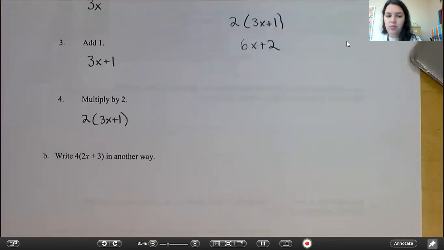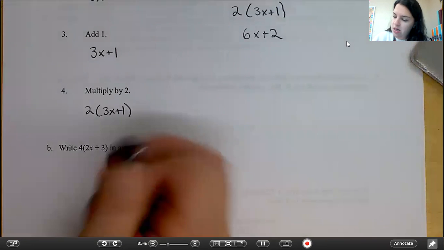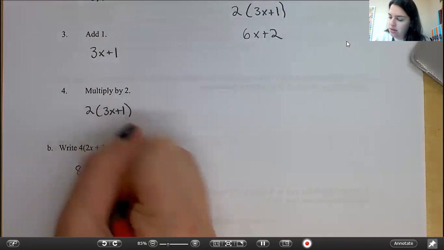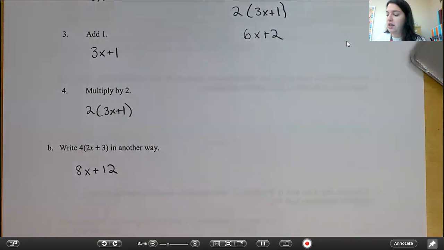Okay, part B says write 4 times the quantity of 2x plus 3 in another way. Go ahead and try it. If you're back with me, you've tried part B. 4 groups of 2x plus 3 would be 8x plus 12. Again, if you're not sure, you can draw it out. That's perfectly fine.